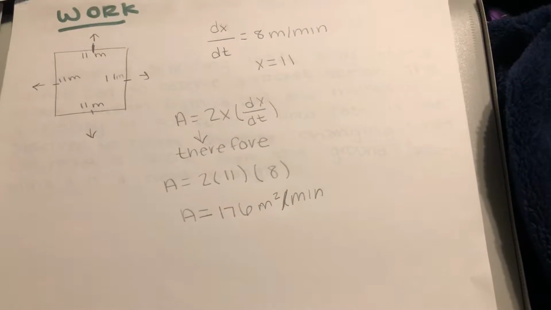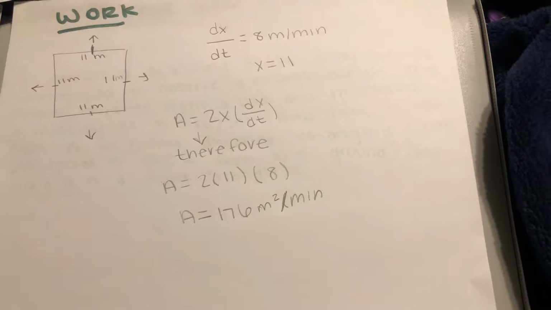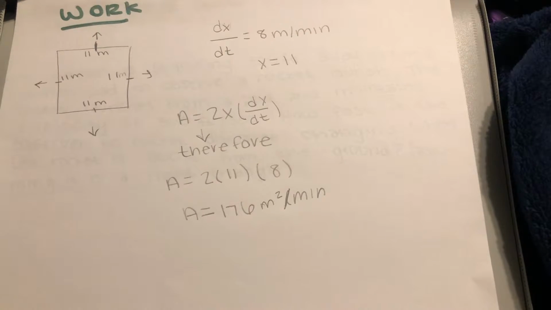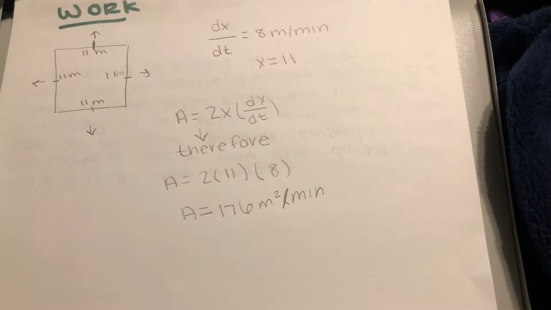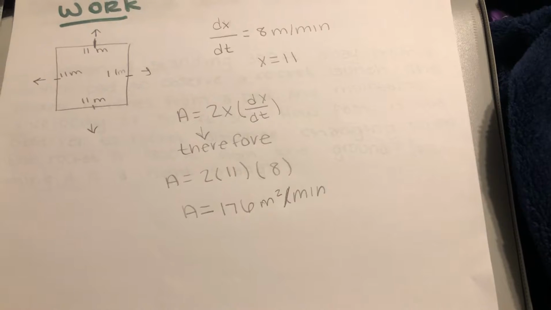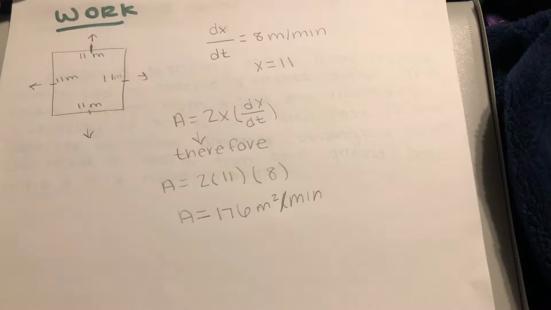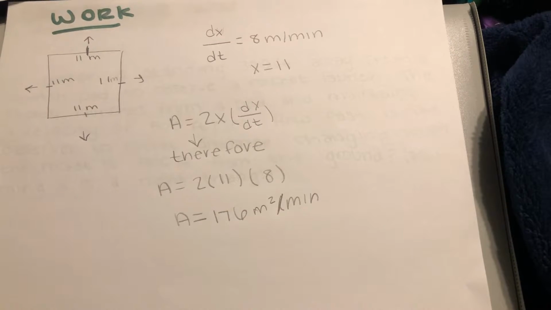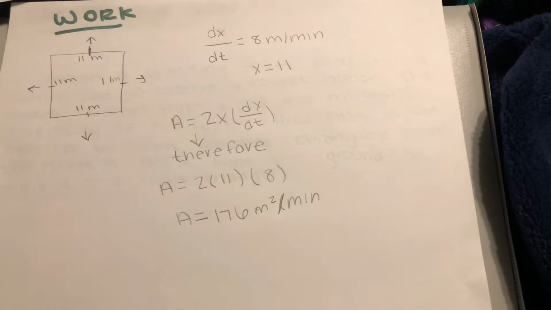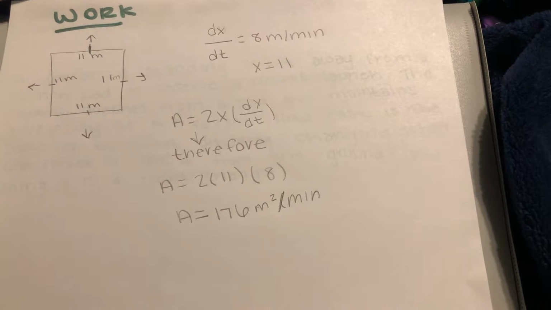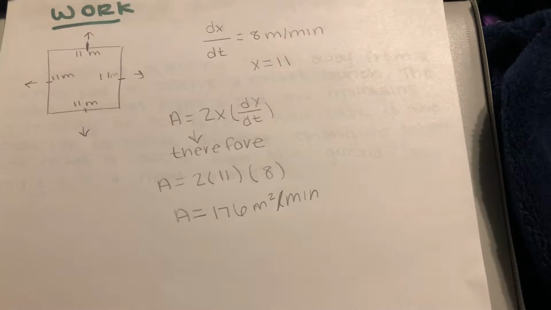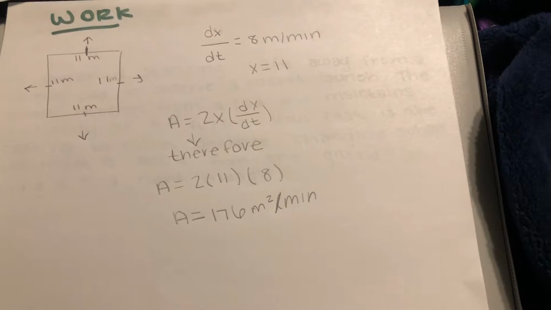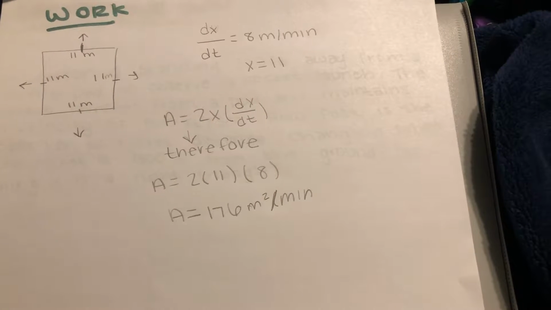All right, here's my work. So I started out by drawing a square that's increasing on all sides. But in this problem, it is 11 meters. That's what the x is. And then the derivative of x is 8 meters per minute. And so the equation of area is 2x, and then you would multiply that by the derivative of x. So your equation to get the answer would just be A equals 2 times 11 times 8, which is just 176 meters squared per minute.